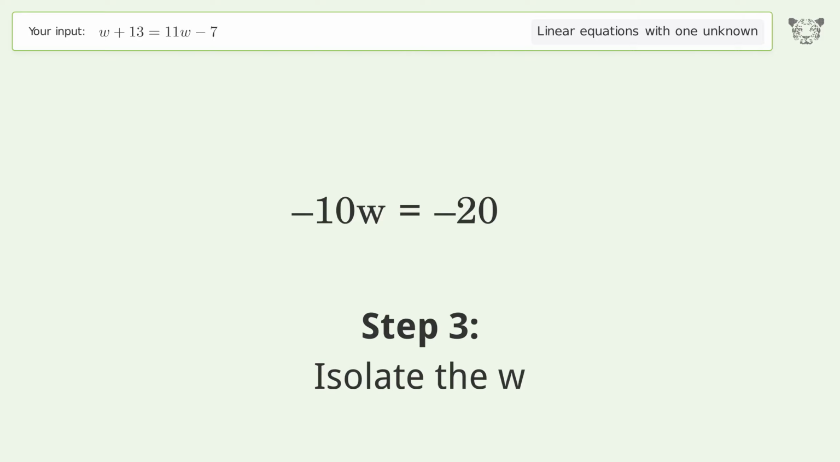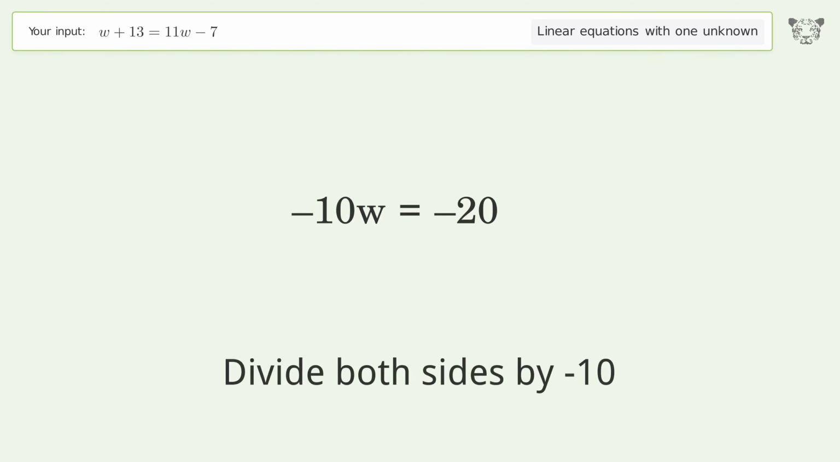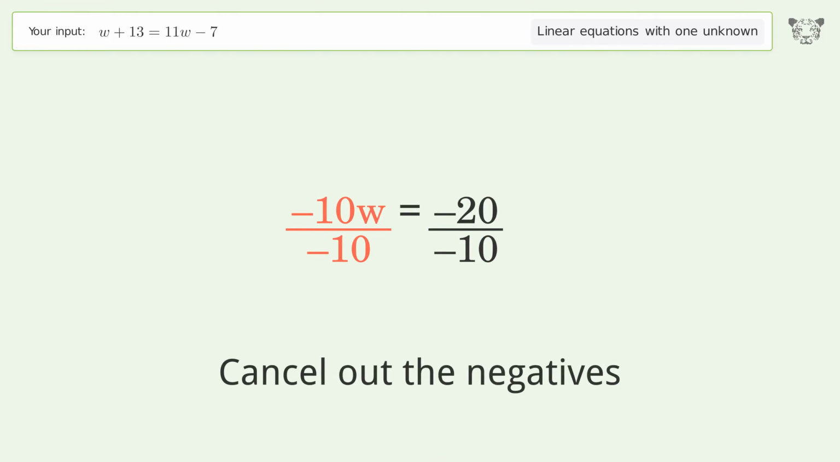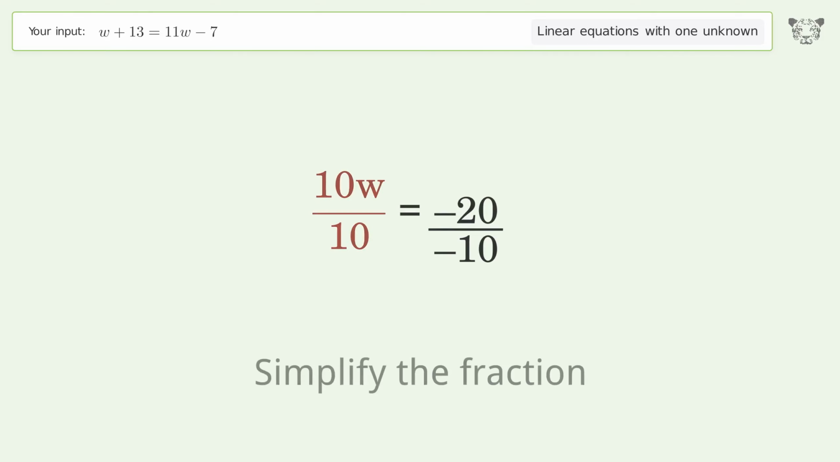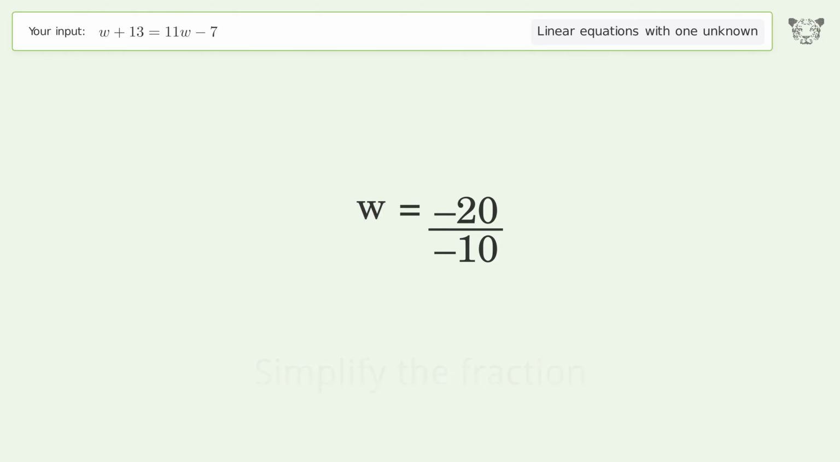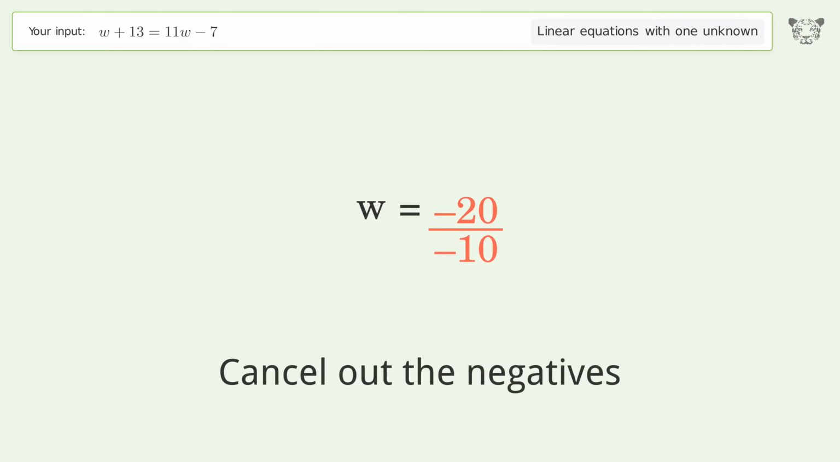Isolate the w. Divide both sides by -10. Cancel out the negatives. Simplify the fraction. Cancel out the negatives.